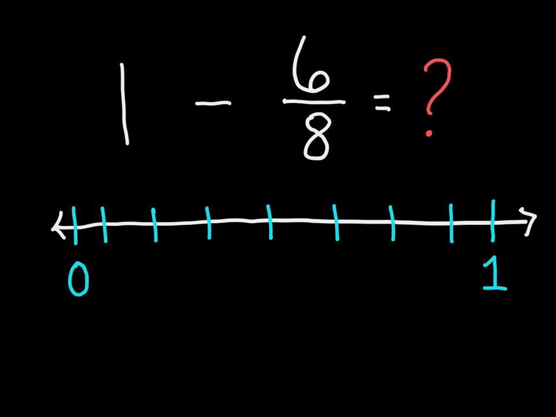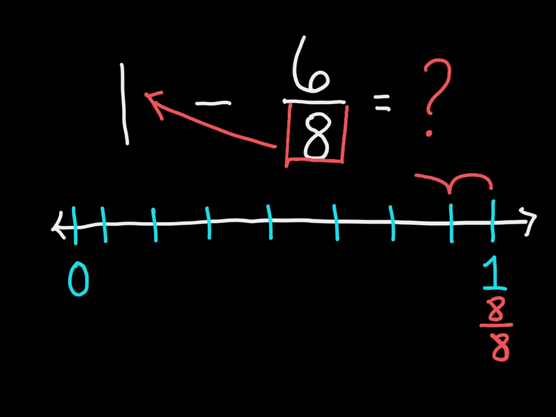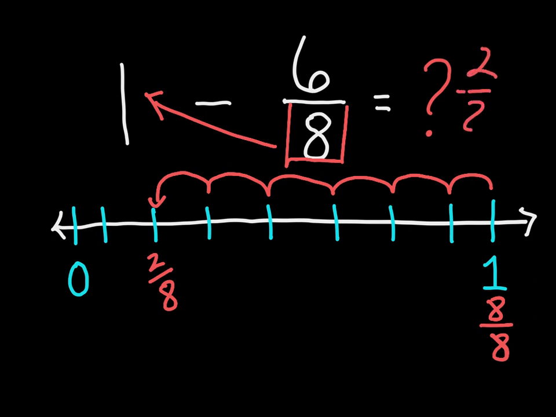1 whole take away 6/8 using the number line. Again, we want to make sure that we look at that denominator, and it's 8s. And this is cut up into 8s. So automatically, in order to convert this, let's find where 8/8 would be on the number line. And 8/8 would represent that whole. And it's going down 6/8. So we got 1, 2, 3, 4, 5, 6. So where did we end up? We ended up at 2/8. So 1 whole take away 6/8 is equal to 2/8.